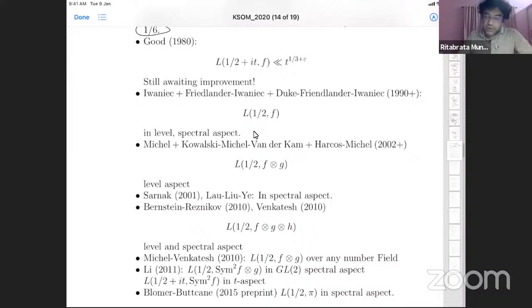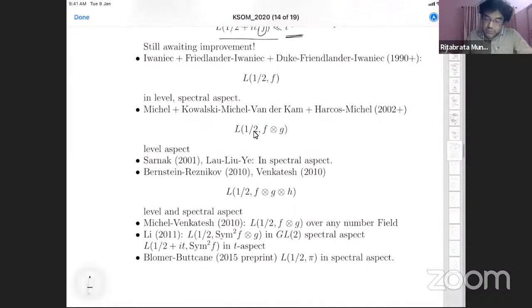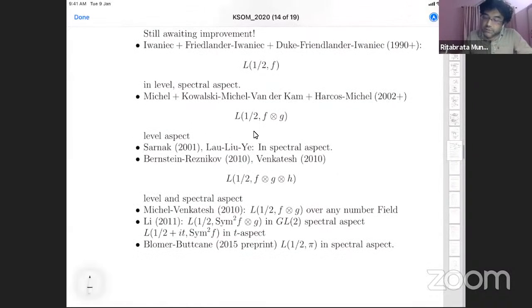Next I mention the work of Anton Good from 1980. He's working on GL(2) L-functions, where f is a modular form or Maass form. Good only did it for level 1, but it has been generalized to general level by Meurman and others. If you look at the L-function at 1/2 + it of a degree 2 GL(2) L-function, then this is bounded by t to the power 1/3 + epsilon. This corresponds to the Weyl bound, because this L-function is like the square of the zeta function. For zeta we had 1/6, so the square of zeta will be bounded by 1/3. This is still awaiting improvement; in the last 40 years, we haven't been able to improve it.